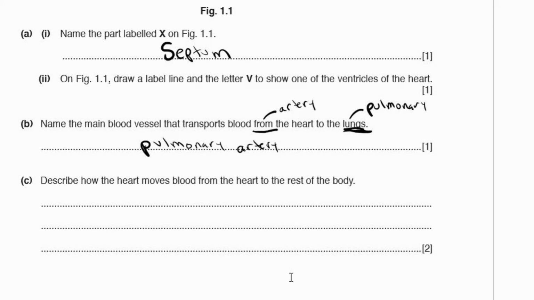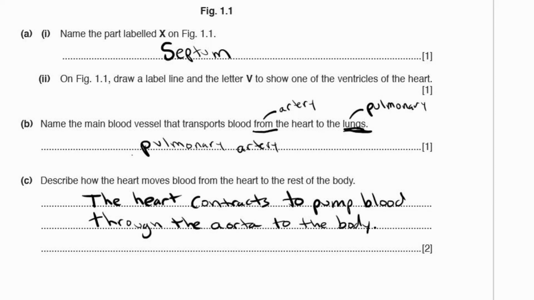And C, describe how the heart moves blood from the heart to the rest of the body. So in order to pump blood from the heart needs to contract, okay? And it has to go through the aorta. So the heart contracts to pump blood through the aorta to the body. And that's all they're asking for.